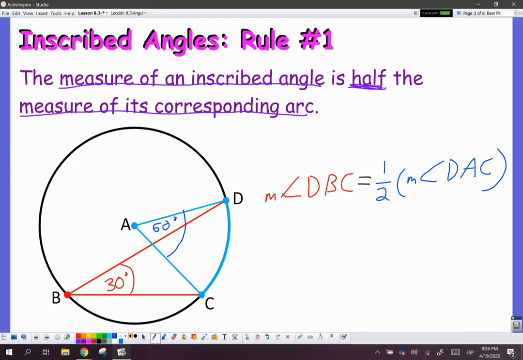So if I remember that the inscribed angle is half the measure of the arc, then the converse is also true. If I have an arc and I know its measurement, if I divide that by 2, that will give me the measure of an inscribed angle. Now, is that for any inscribed angle? That's actually going to go into our next point.